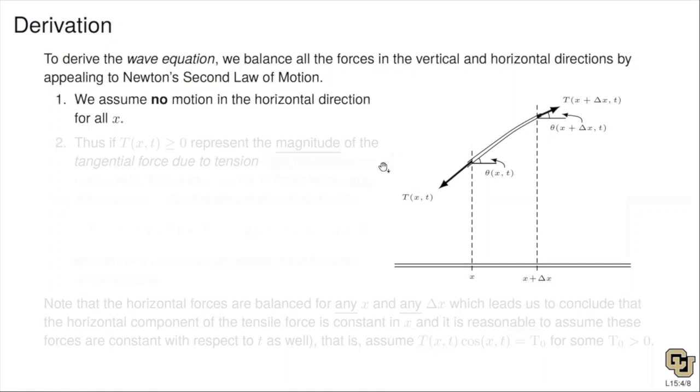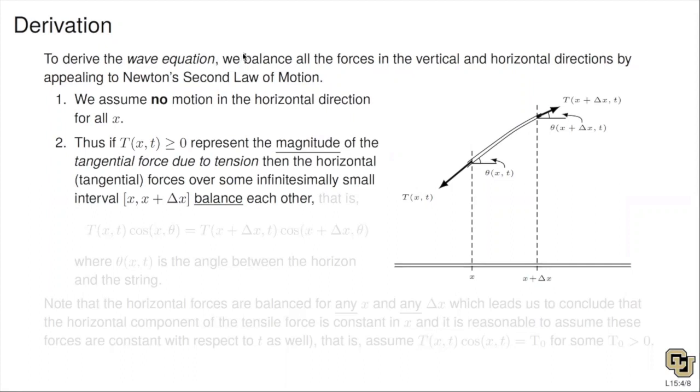As I said, we assume no motion in the horizontal direction. And so what that means is, if capital T represents the magnitude, so the tangential force, I guess, should be a vector. Here we're looking at the magnitude of that vector. So T is a scalar that represents the magnitude of the tensile force, which should be a vector.